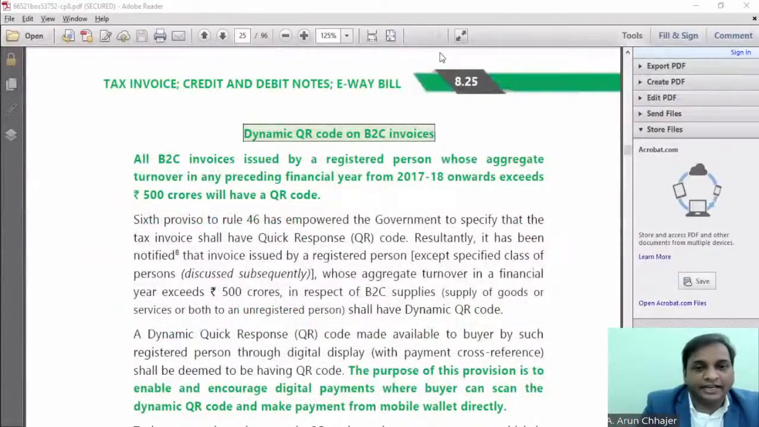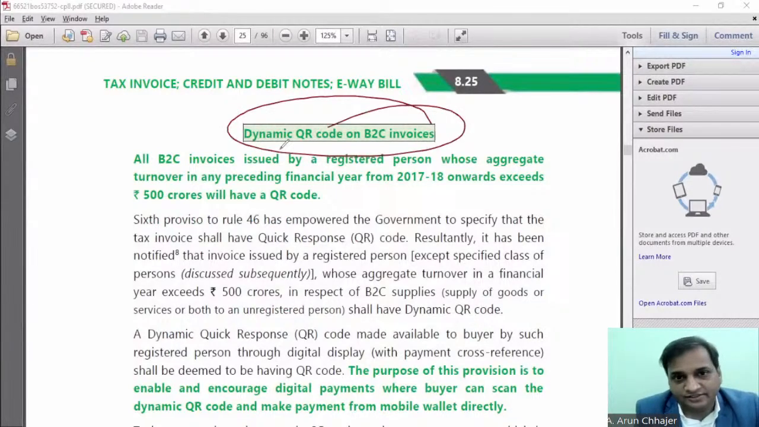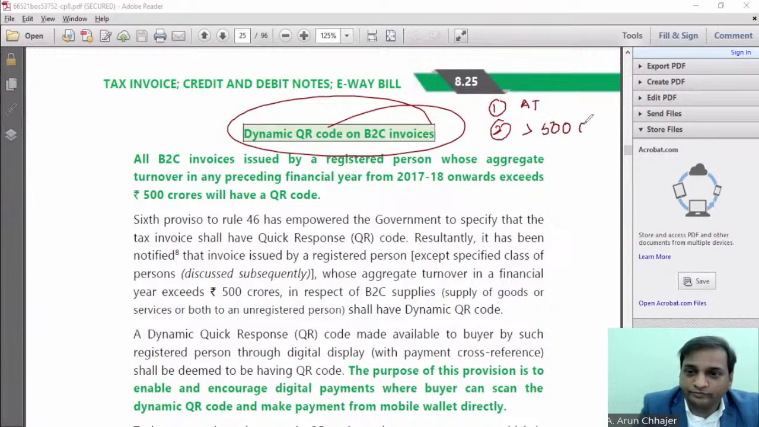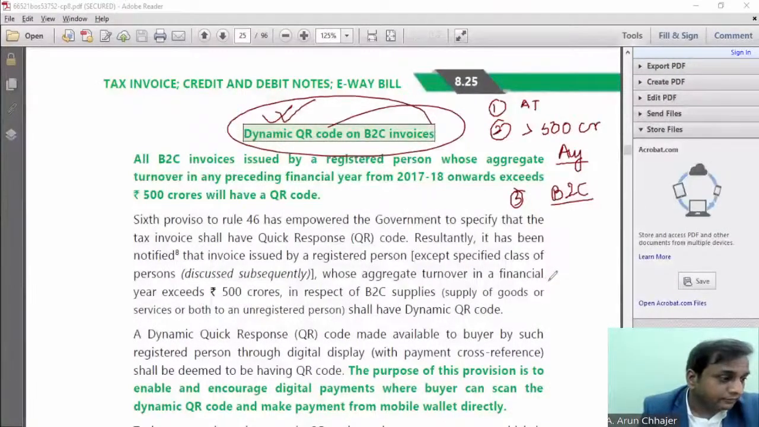Last is dynamic QR code on B2C invoices. If aggregate turnover exceeds 500 crore in any preceding financial year, then on B2C invoices, dynamic QR code has to be there. What is the meaning of the dynamic QR code? The meaning of dynamic QR code is payment through digital mode.